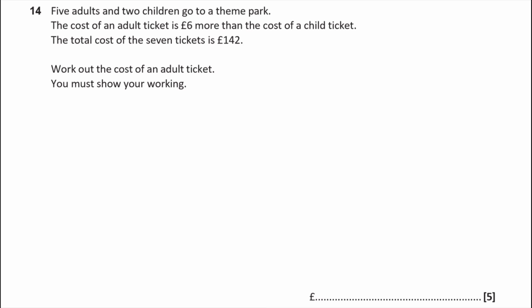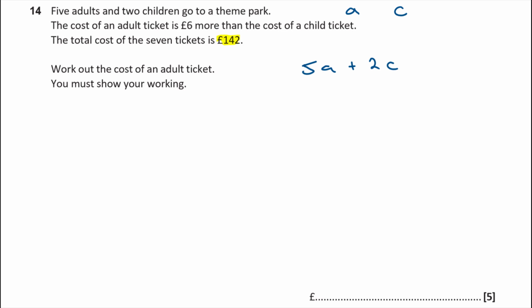Okay. Now, it doesn't say here, but these sorts of questions lend themselves quite well to algebra. So if we say that the cost of an adult ticket is A and the cost of a child ticket is C, then 5 adults and 2 children go to the park means you've got 5 adult tickets and 2 children tickets. Okay, and we're told that the total cost of those 7 tickets is £142.